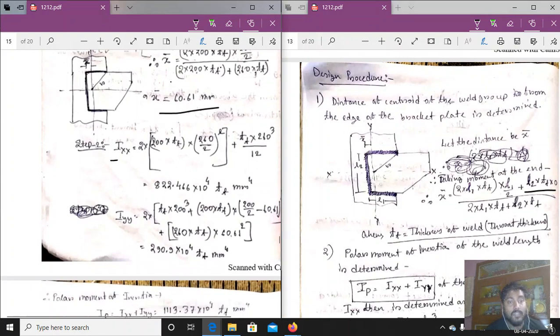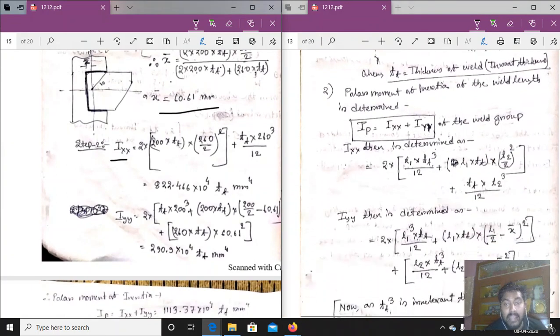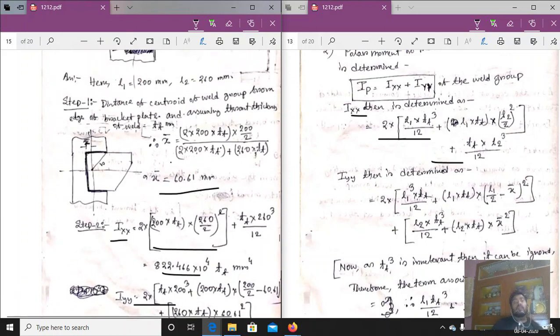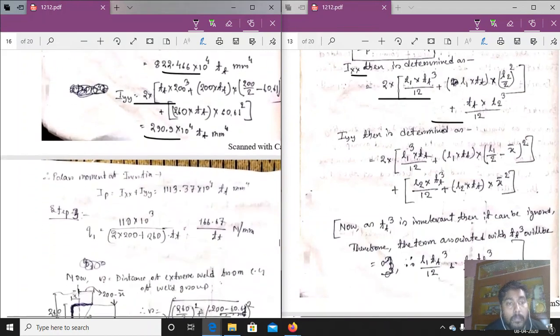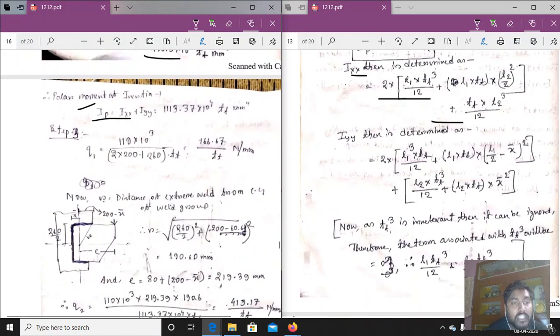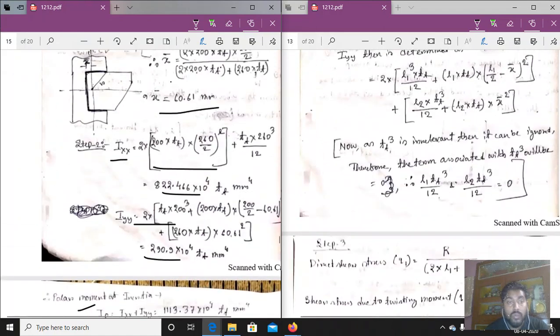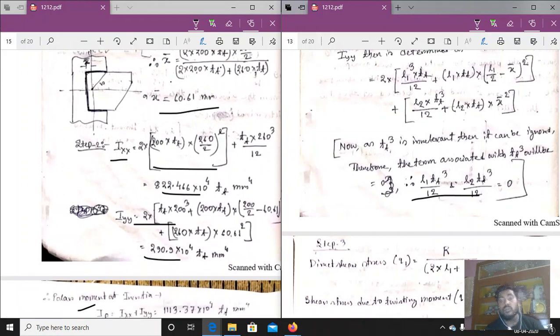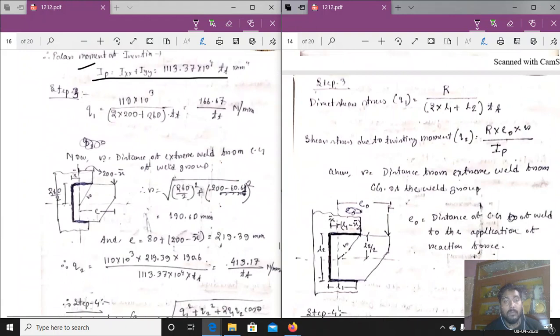Step 2, we have to calculate Ip, that is Ixx plus Iyy. Putting all the values here, we can calculate Ixx and Iyy. You know how to calculate Ixx and Iyy; we have used the formula of the parallel axis theorem to get that. So putting all the values, the polar moment of inertia is determined by this formula. Now step number 3. Here you can also see the Tt cube. These two terms are neglected here, so there are no these two terms.